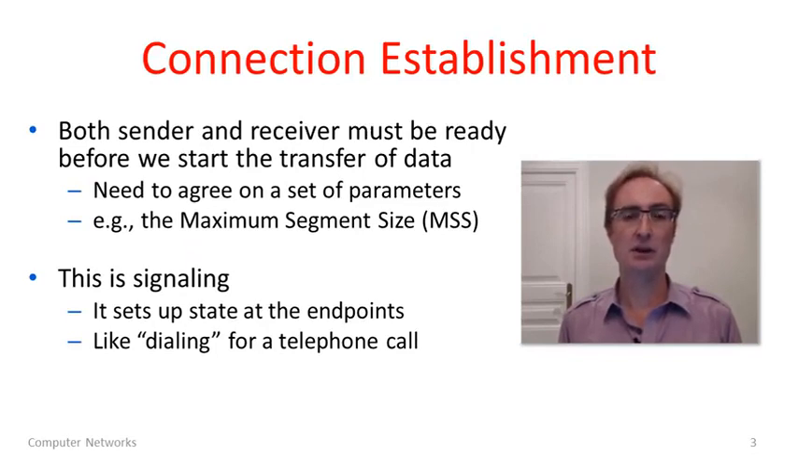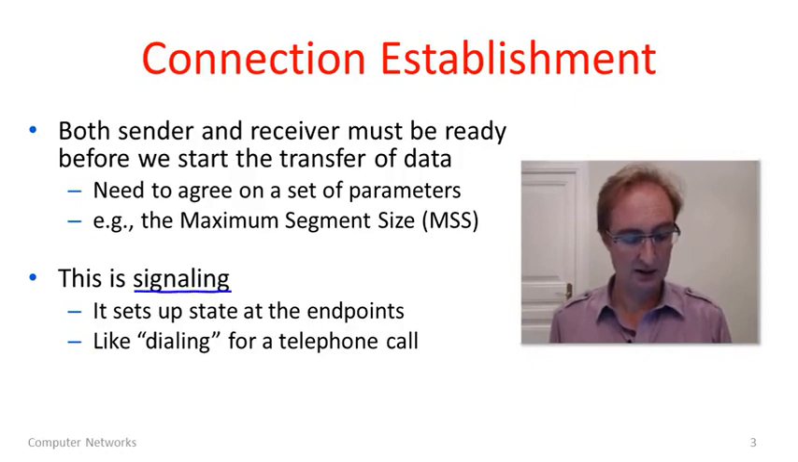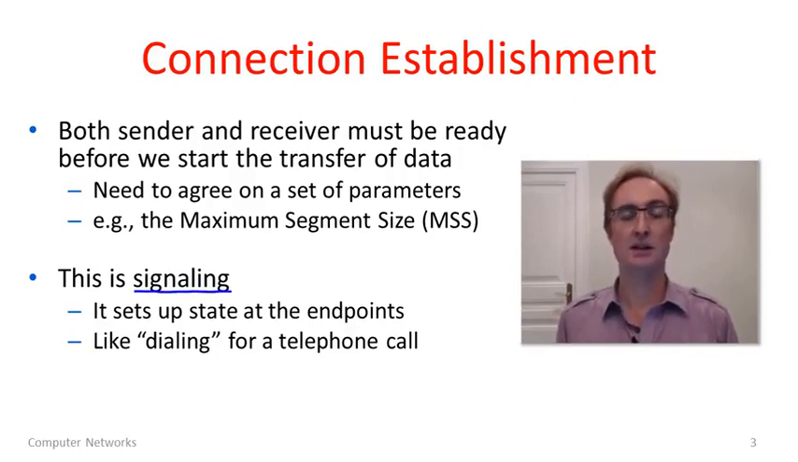Connection establishment is really the process of the sender and receiver coordinating or synchronizing themselves to prepare for the start of data transfer. As part of this, they need to either tell one another or agree on a set of parameters, including, for instance, the size of messages, the maximum size of segments, which they'll send amongst one another. All of this operation is really done with segments which transfer control information rather than data. This is called signaling, and it's really to set up connection state in the sender and the receiver.